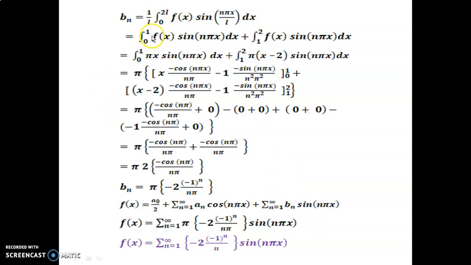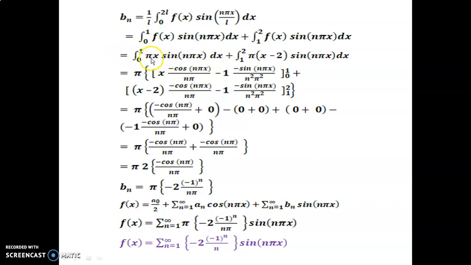Now bn. 1 upon l, 0 to 2l, f of x sin n pi x upon l dx. Substitute l equal to 1, we get this second term. Now after splitting this, limits 0 to 2 as 0 to 1, 1 to 2, and substitute f of x accordingly. For 0 to 1, f of x is pi x. For 1 to 2, f of x is pi into x minus 2. Again use here generalized rule of integration by parts.